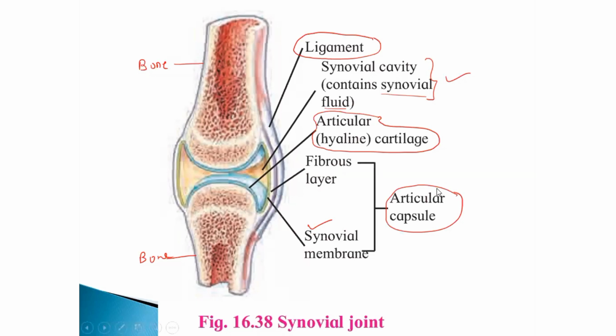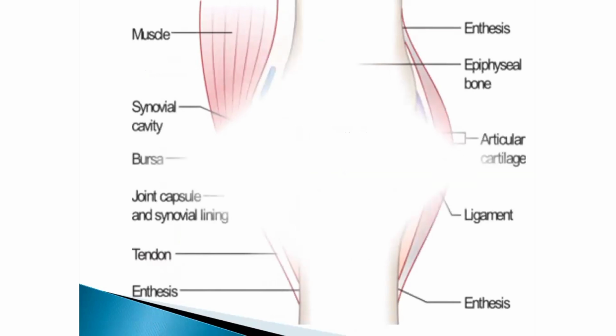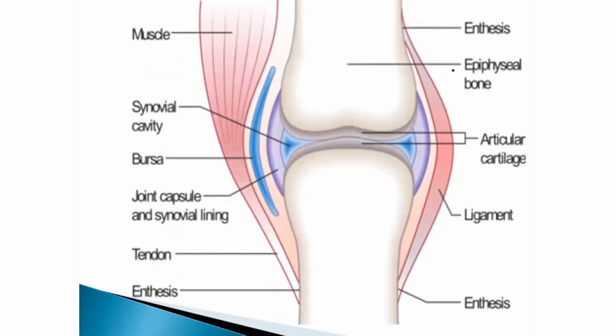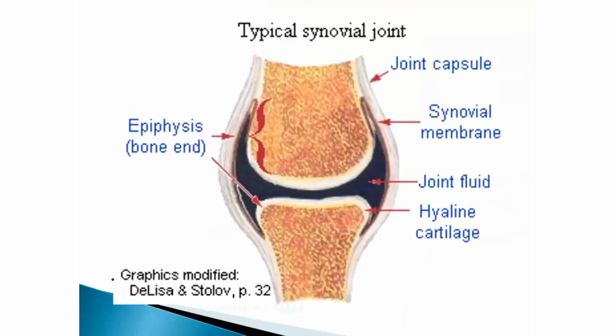So this is how a typical synovial joint looks. This is the simplest form of synovial joint that you can see. We have the bone, we have the cartilage, we have the ligament, we have the synovial lining basically, then we have the synovial cavity, which is filled by synovial fluid. So this is a typical synovial joint. Same thing here, the same diagram represented in a different way: joint capsule, synovial membrane, joint fluid, hyaline cartilage, and the epiphyseal bone.